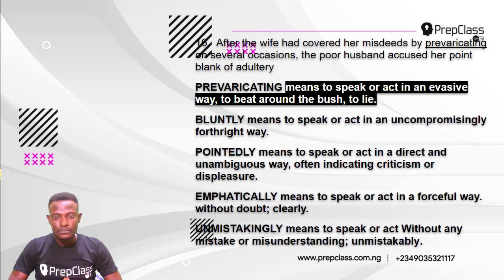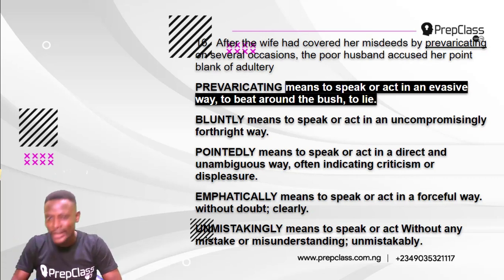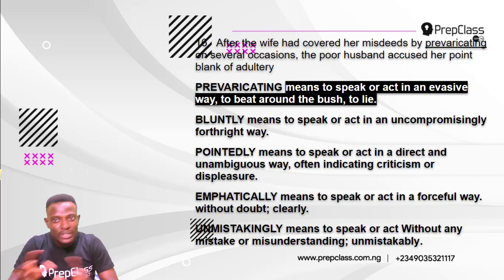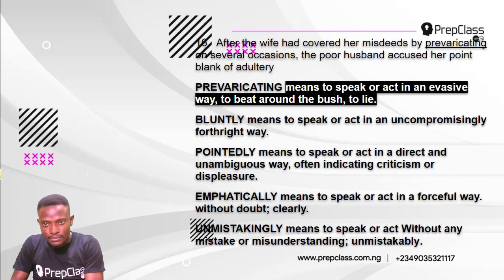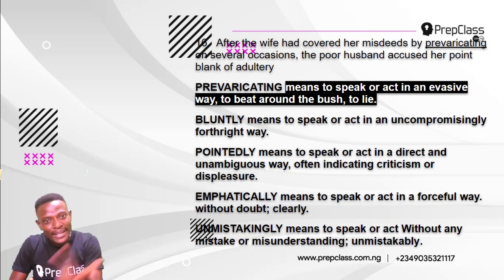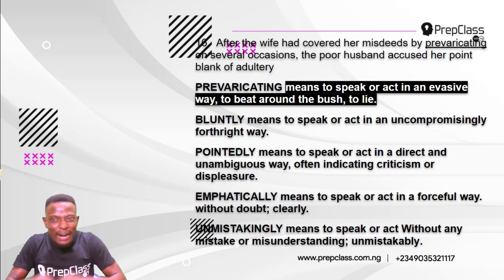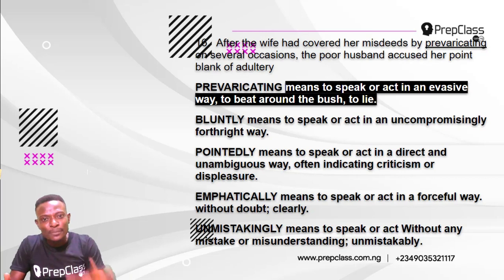Now, prevaricating means to speak or act in an evasive way, trying to avoid something, to beat around the bush, to lie. So the wife had been lying all along. After the wife had covered her misdeeds by prevaricating on several occasions, that is, lying on several occasions, beating around the bush, trying to avoid the topic, the poor husband accused her point blank of adultery.